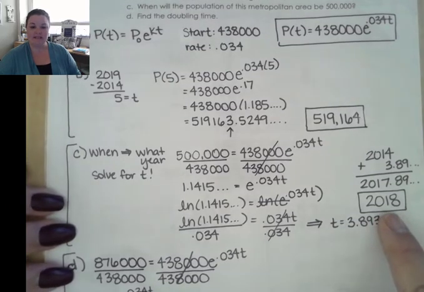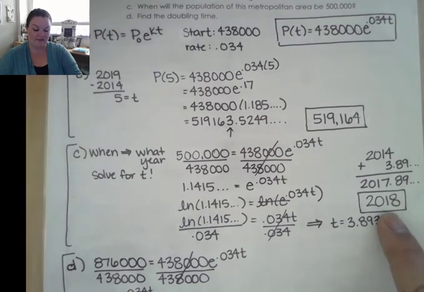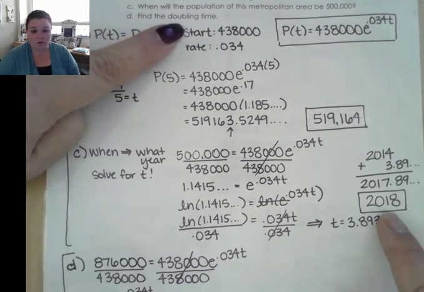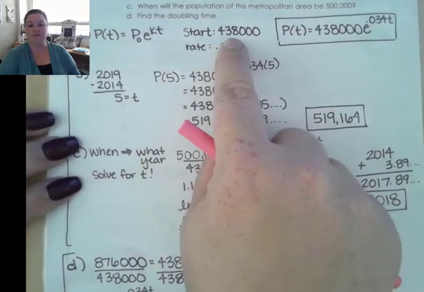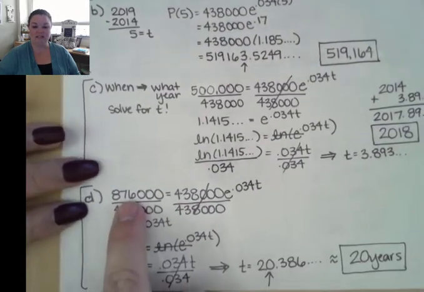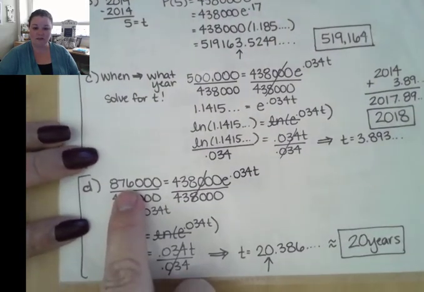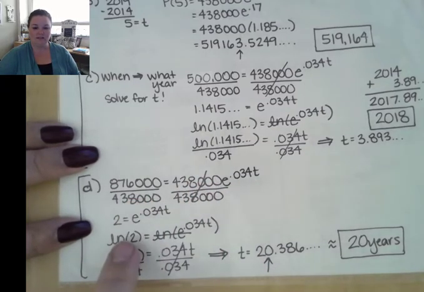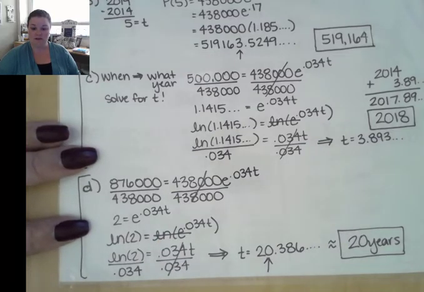Okay. And then part D is the same type of problem, except instead of them telling you the ending population, they're just saying find the doubling time. So that's where your population doubles from whatever it was initially. So we just take our starting population of 438,000 and double that, which gives us 867,000, and then set it equal to our function. Okay, again, divide off our initial amount, take the ln on both sides, and then divide off the coefficient of the t. So our time should be about 20 years.